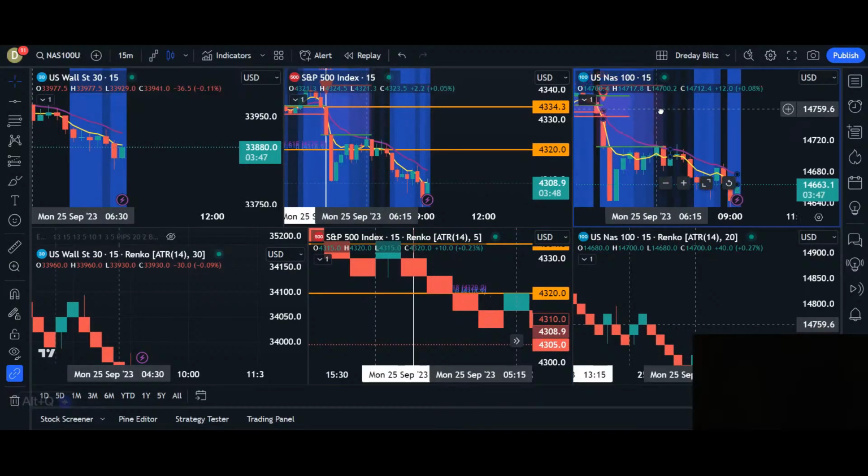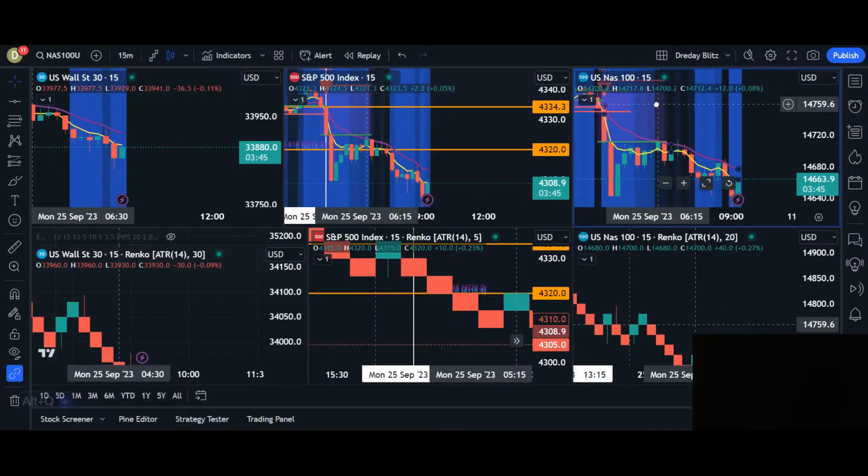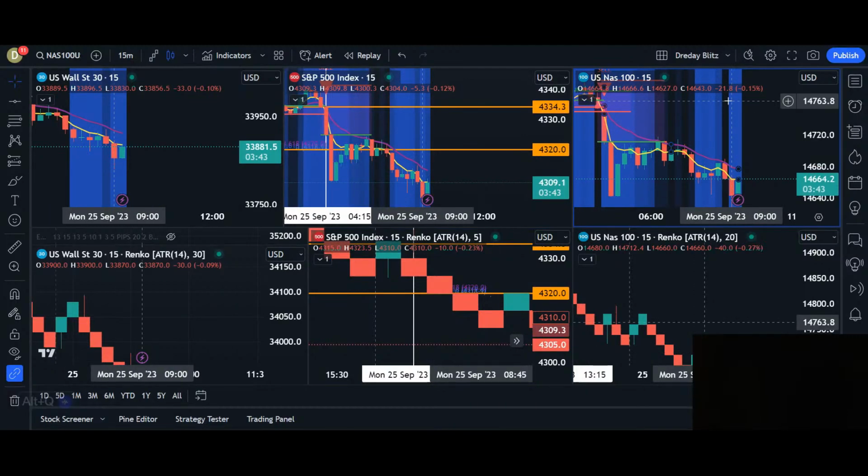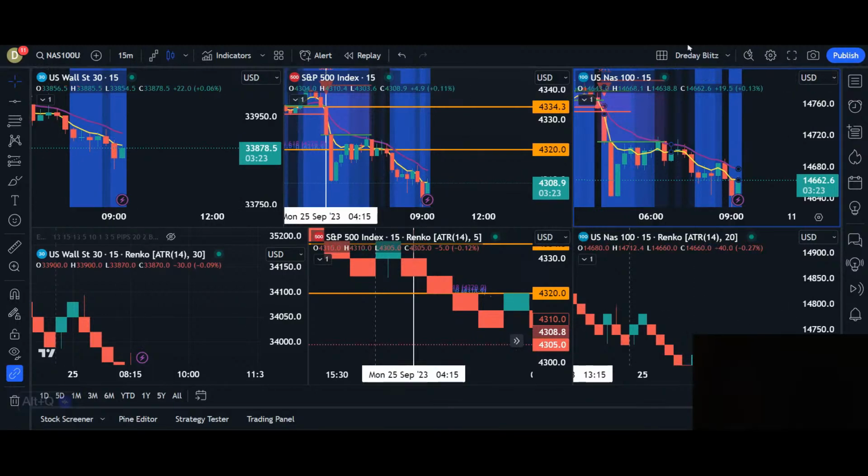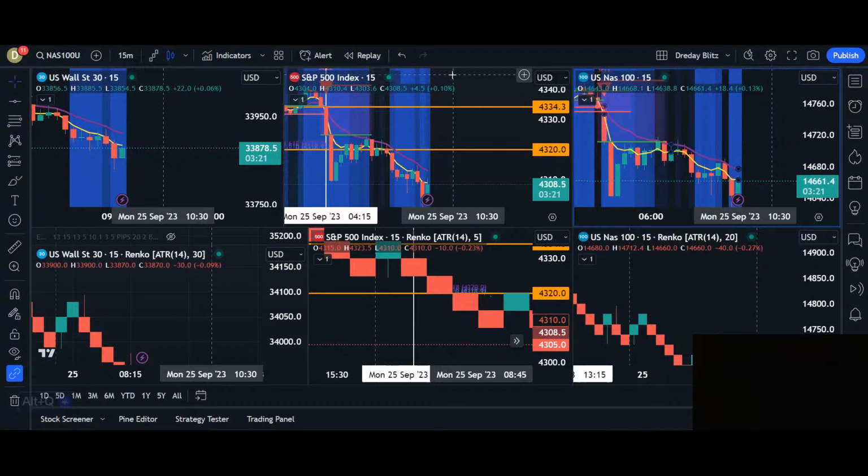So last week we had some great entries here on the indices, especially when there was FOMC news on Wednesday. So we had some good setups overall, and there was really a downside move that was done on every indices here overall.